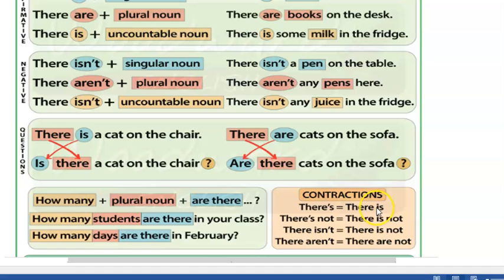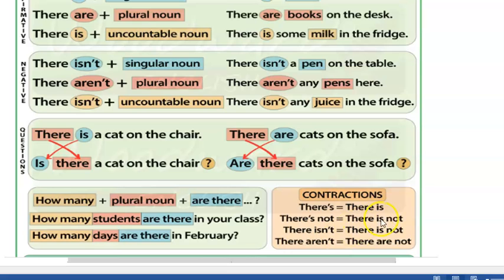Okay, and now of course contractions. There's meaning there is. There is not, there isn't. There are not, there aren't. For me personally, I would always prefer to use the contraction. And of course, there's not. Yeah, I would use it. I prefer there isn't. Yeah, there isn't and there aren't. But this could depend on the person, could depend on the teacher or the speaker, the English speaker.